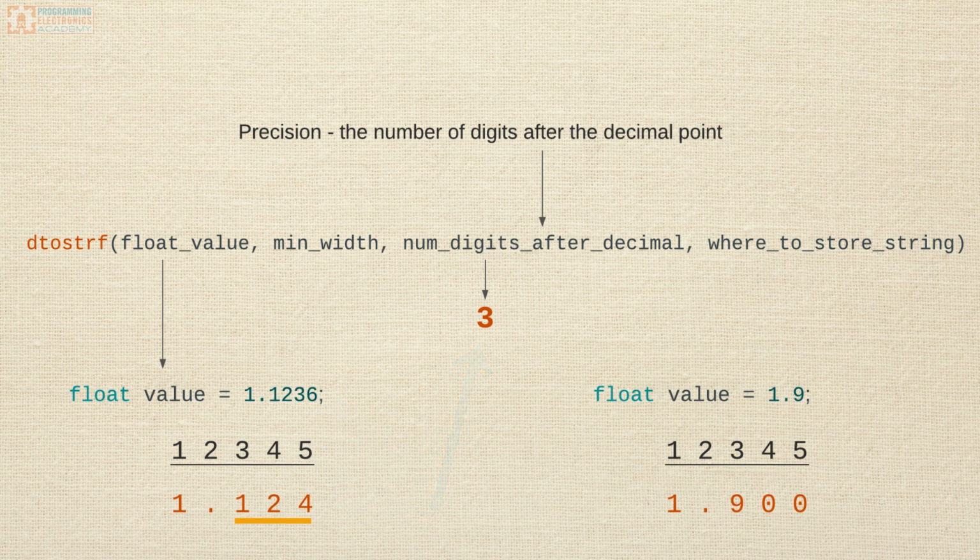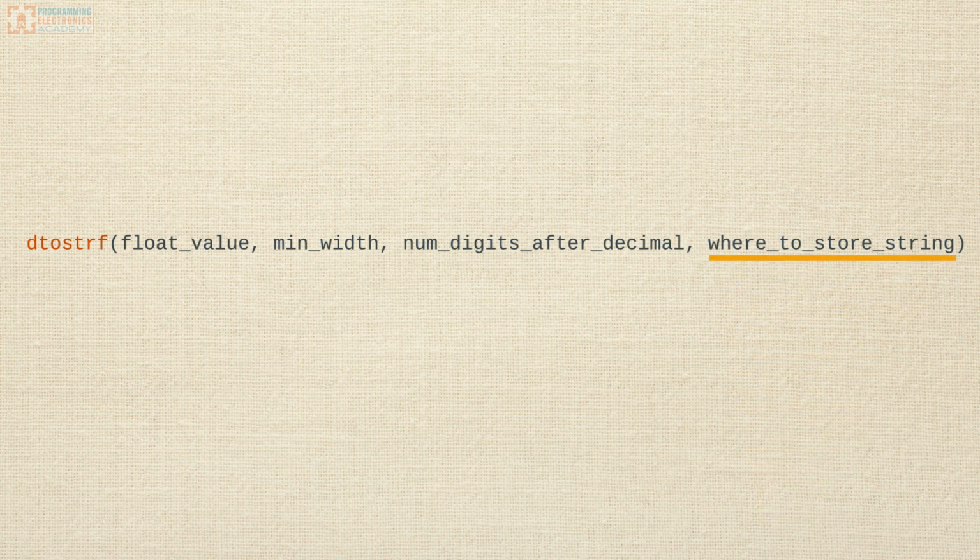by precision. Now, if you have a floating point value that doesn't have a bunch of digits after the decimal point, like 1.9, but the precision is say 3, then dtostrf will add trailing zeros after the value. The final argument passed to dtostrf is where you want to store the output string.